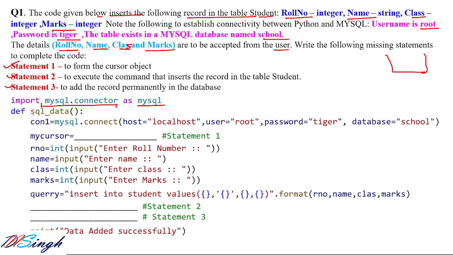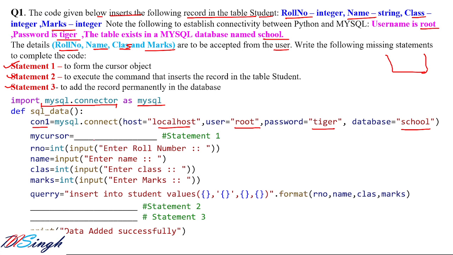Then they have defined this function, def sql_data, and the first line itself shows they are creating a connection. So con is a connection object. Host is localhost, meaning the same computer is used to host the MySQL server. Username is root and password is tiger. Database name is school. So these are the parameters which the connect function takes.